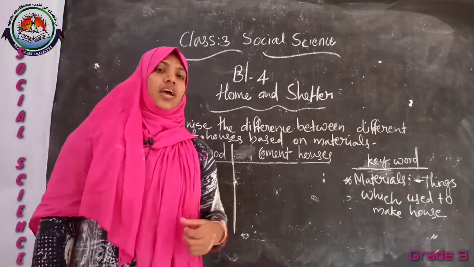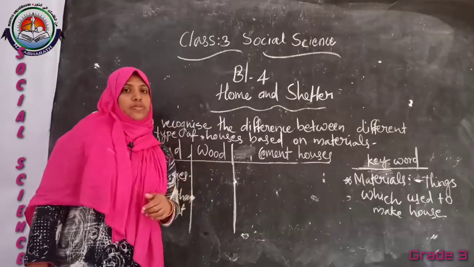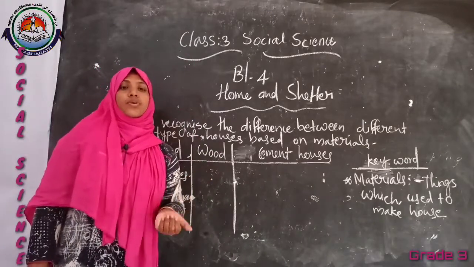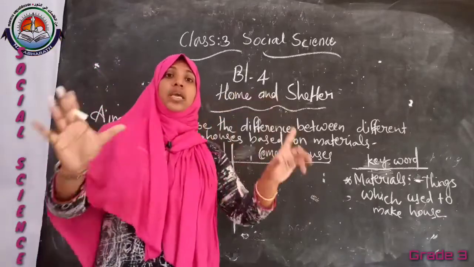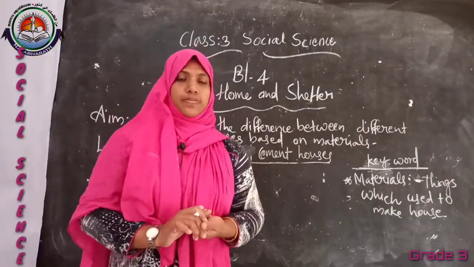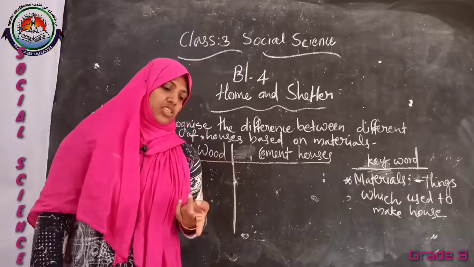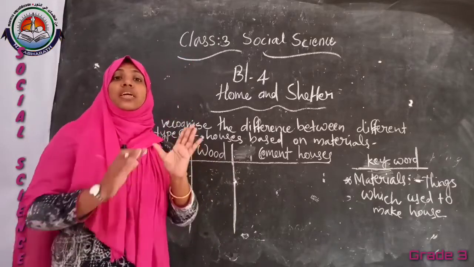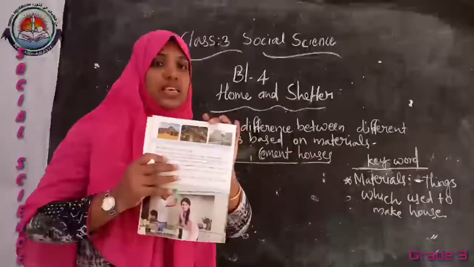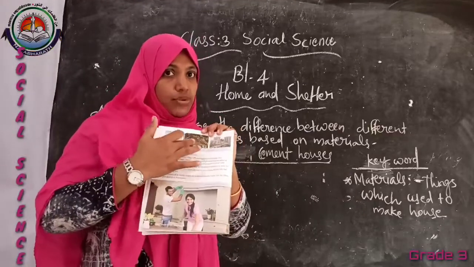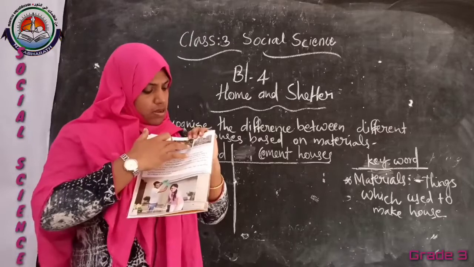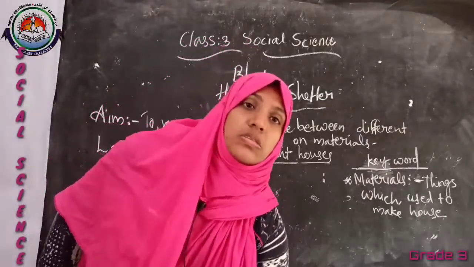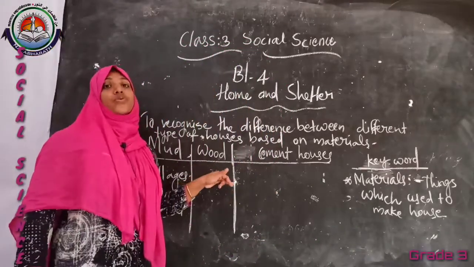The next kind of house, the wood house, that we have seen in our content book. This house is fully made with wood. Look at that picture. That house is fully covered, made with bamboo. So this house is made up of wood.